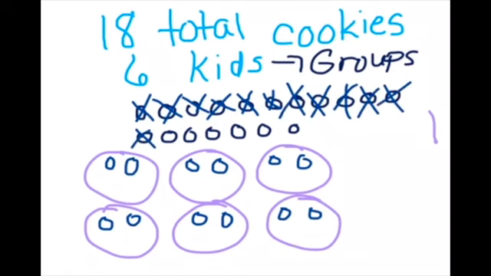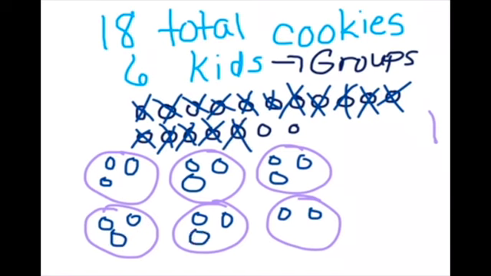Ooh, it looks like maybe I can give 1 more to each kid, right? Let's see if that works. So there's 1 more. There's 1 more. There's 1 more. There's 1 more. 1 more. And then 1 more. Oh my goodness. That worked out, right? I gave each kid 3 cookies.